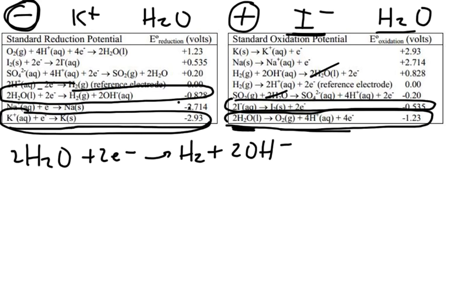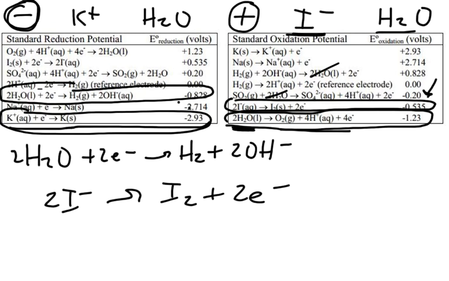And of those two, which is more likely, the one with a larger number? So in this case, it's the iodine that's changing. So let's copy that down. 2I minus turns into I2 plus 2 electrons, and I'm just copying this off the chart.